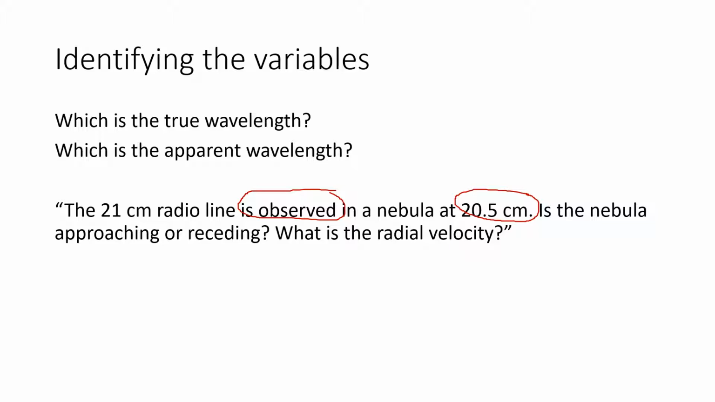The true wavelength is the wavelength that it normally is, say, in a laboratory. So see how it says the 21 centimeter radial line? This is what it normally is. And so the true wavelength is 21 centimeters. The apparent wavelength is what it is observed at, 20.5 centimeters. We've already done the hard work here.